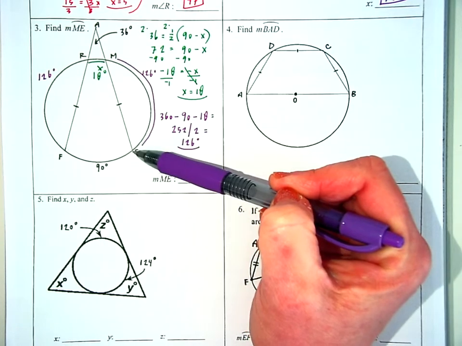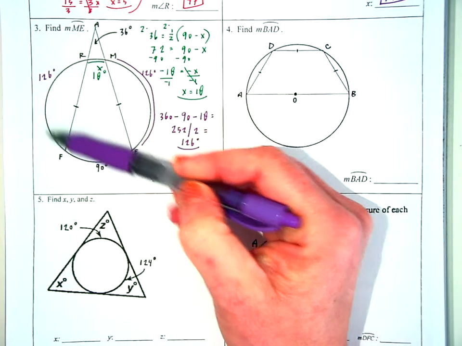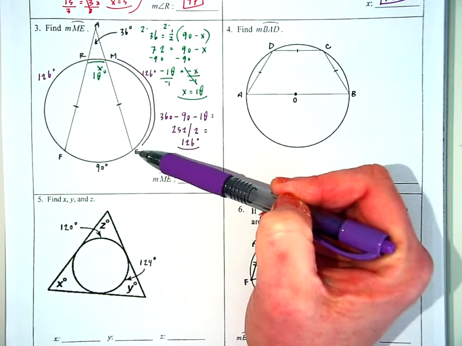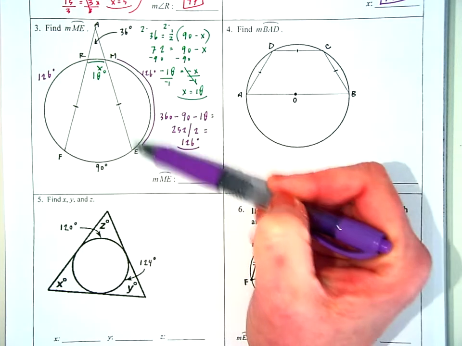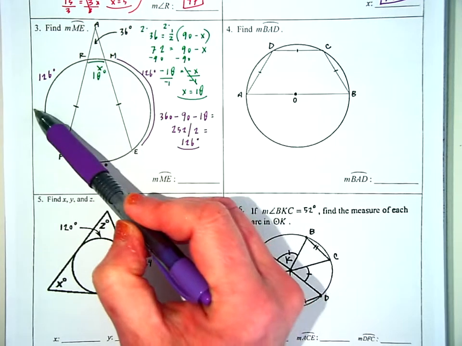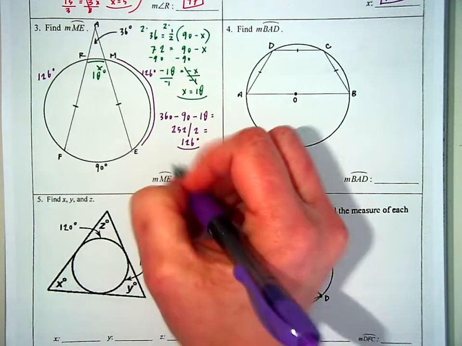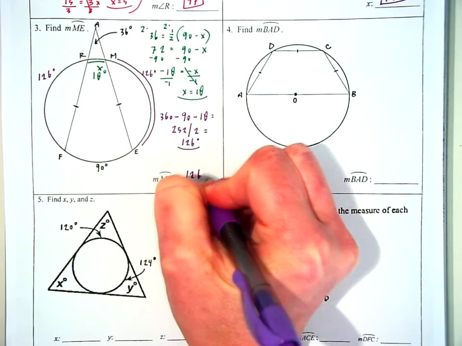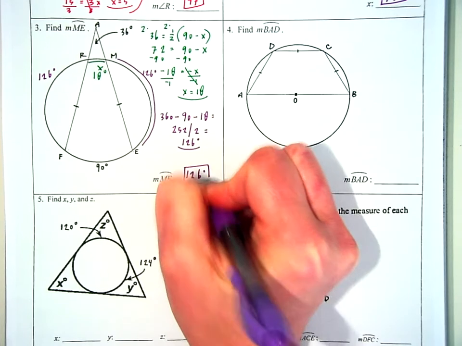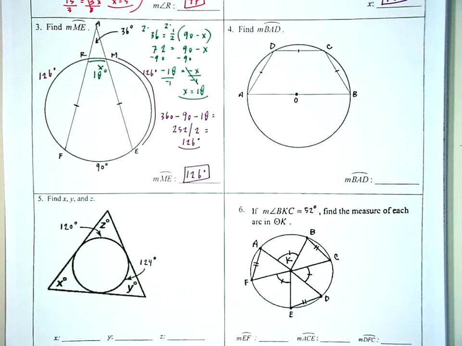So again, whenever I see that I have chords here and here that are congruent, I know that these arcs have to be congruent as well. These chords cut off the same portion of the circle, so the arcs must match also. So the measure of ME, minor arc ME, has to be 126 degrees.